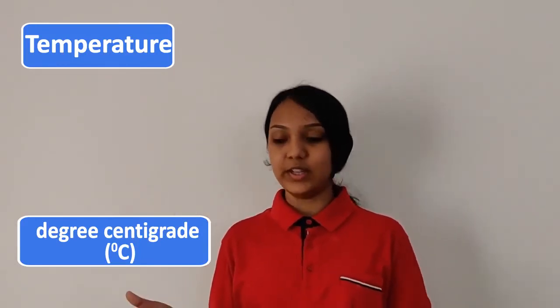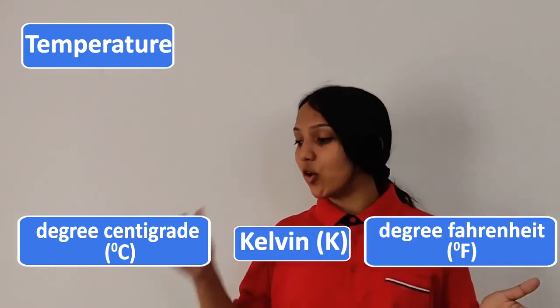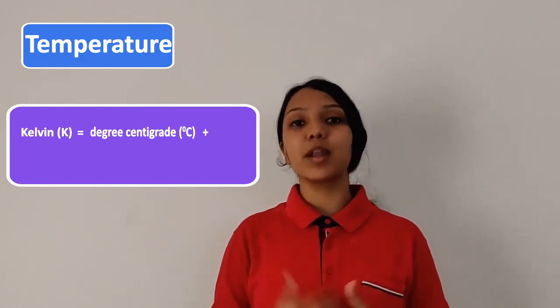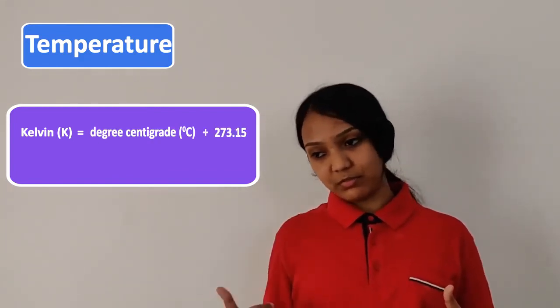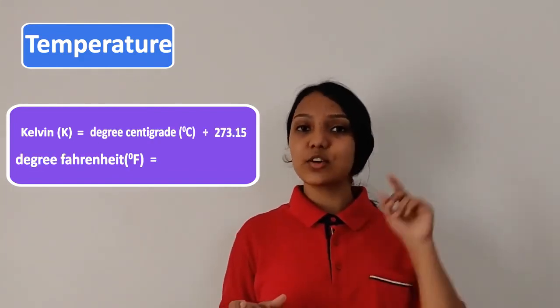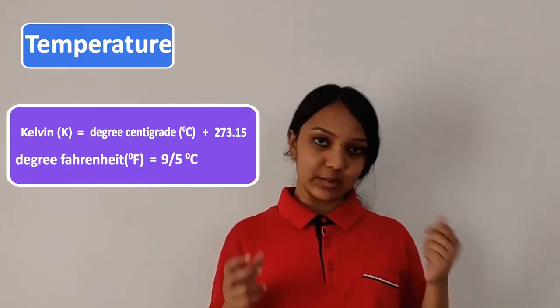Next, temperature. There are 3 different scales for the measurement of temperature. One is degree centigrade, as we all use it regularly. The other one is Kelvin and the other one is degree Fahrenheit. And all these 3 different scales are related to one another. That is, Kelvin is equal to degree centigrade plus 273.15, and degree Fahrenheit is equal to 9 by 5 of degree centigrade plus 32.